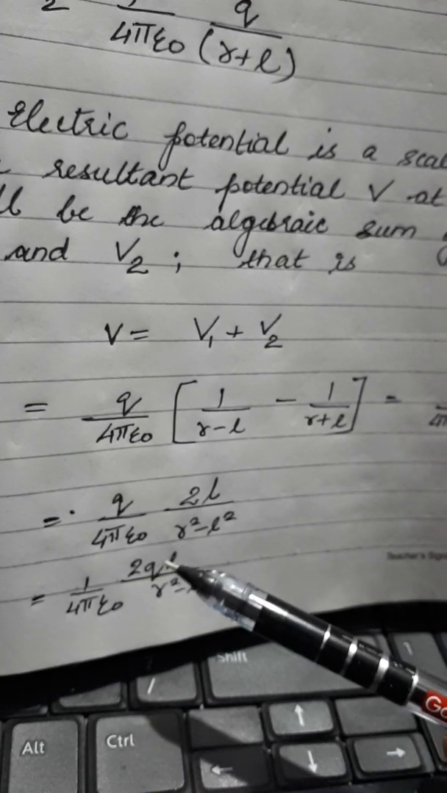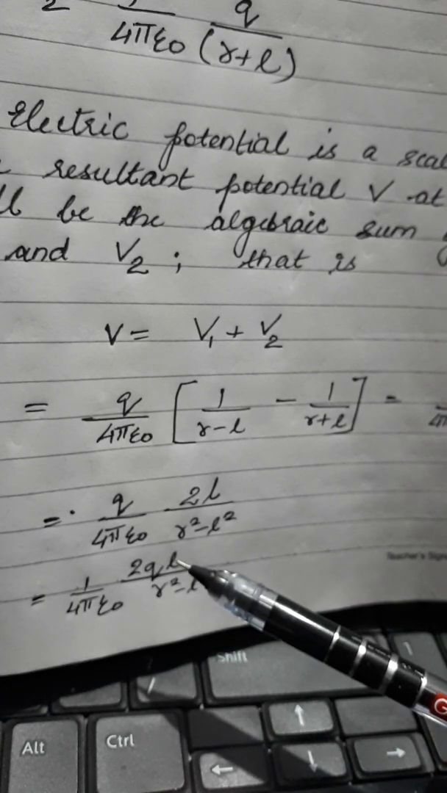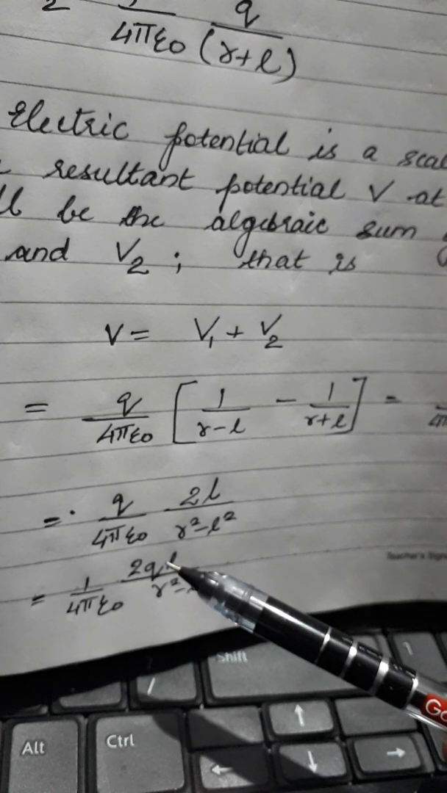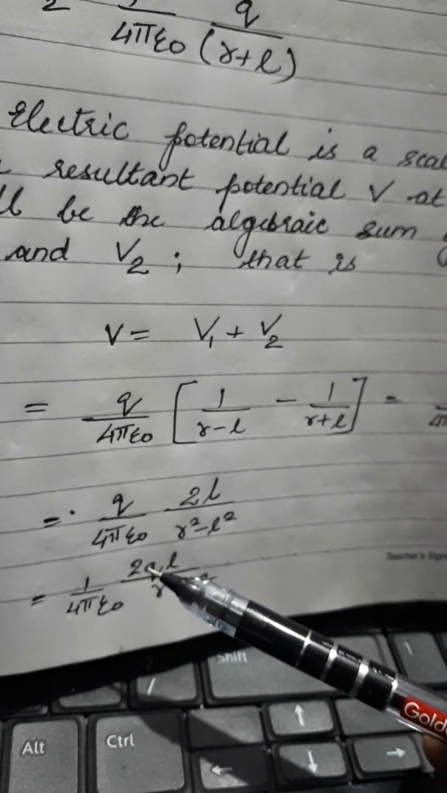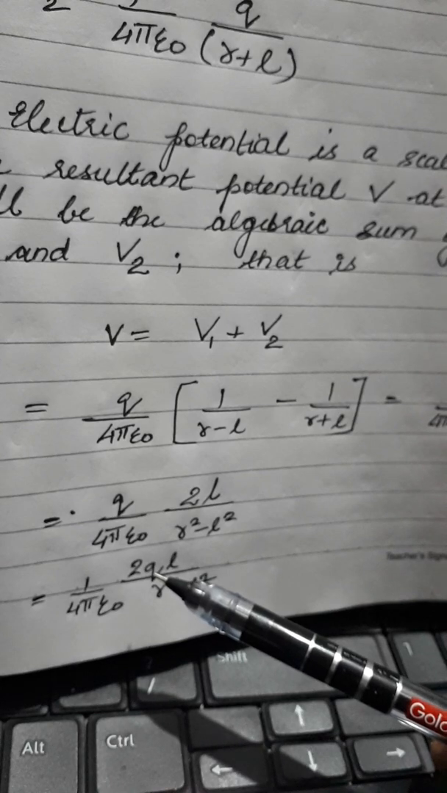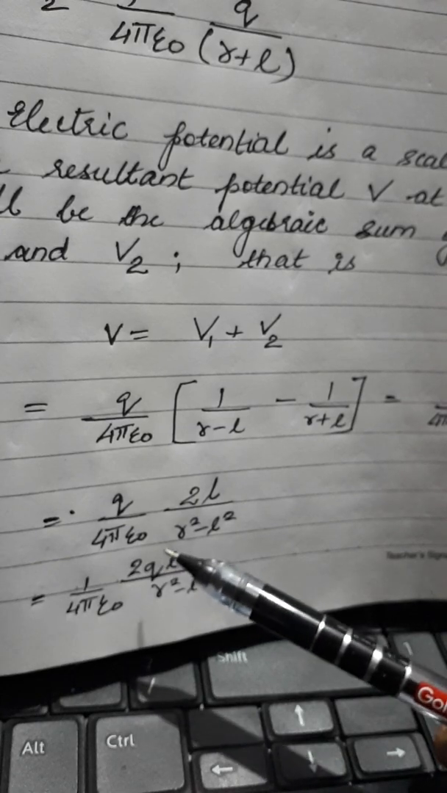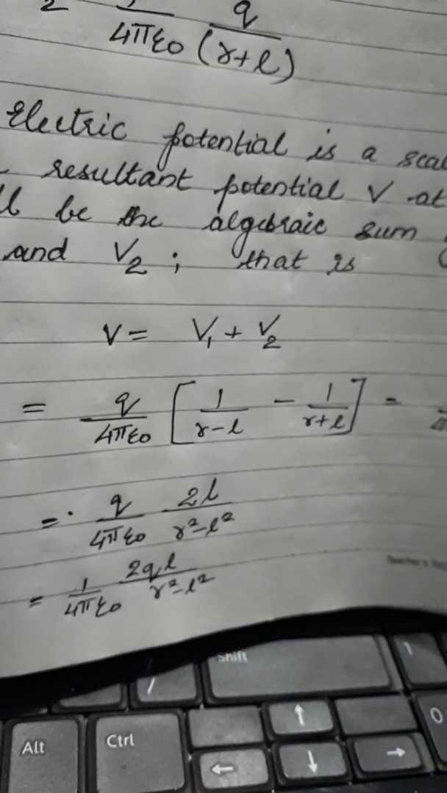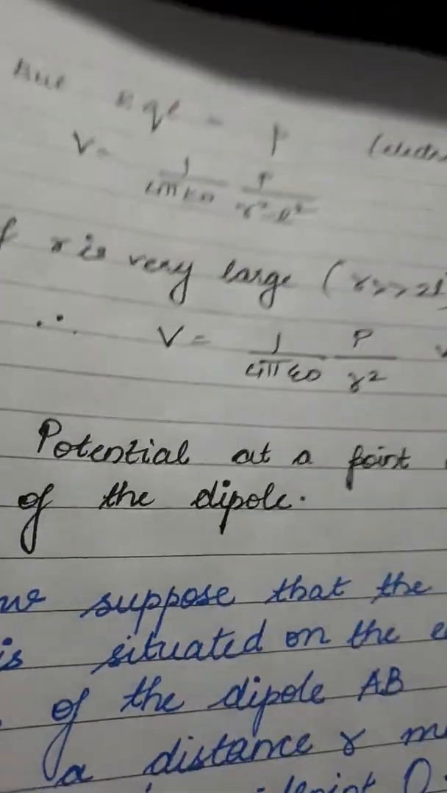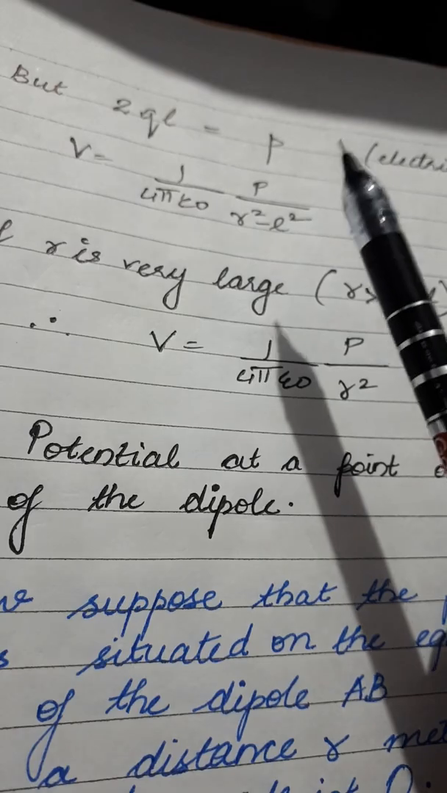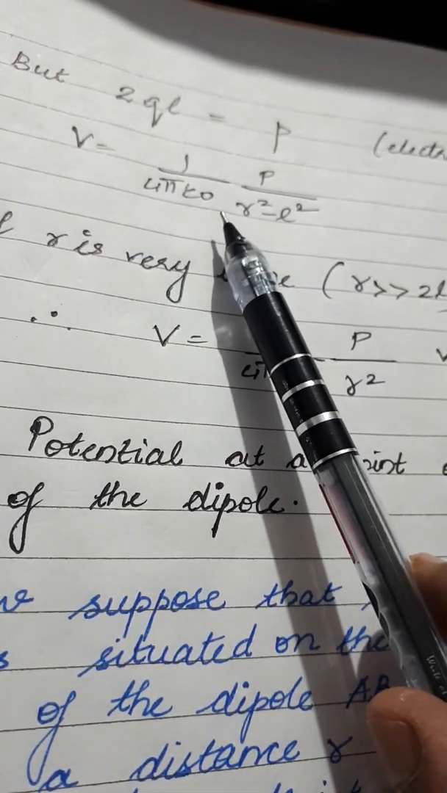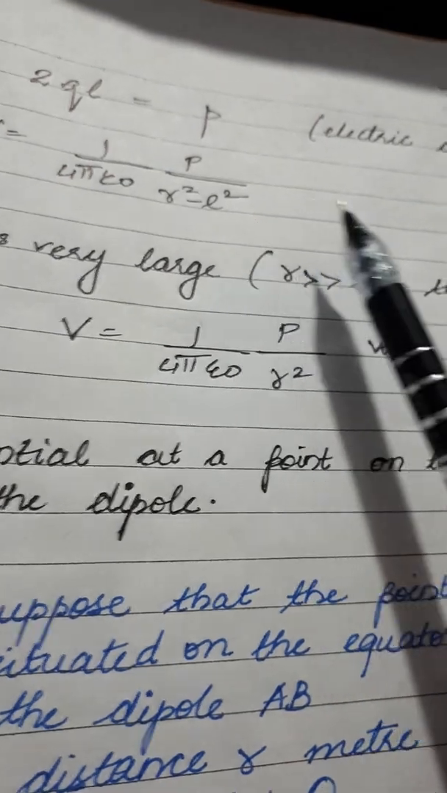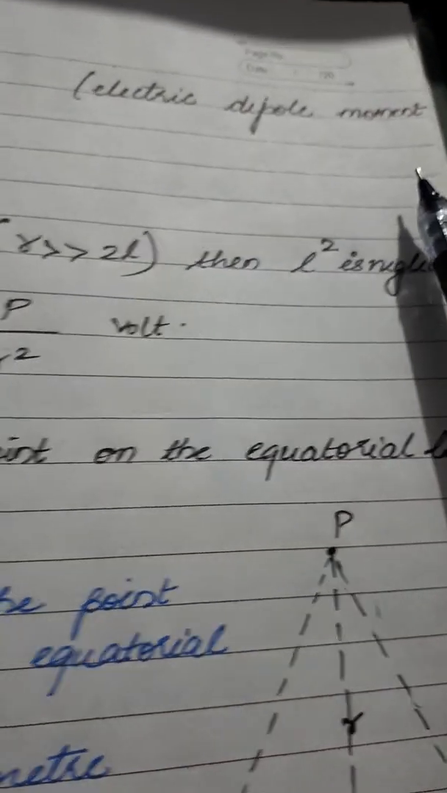2QL is actually the dipole moment. 2 into L is 2L, the length of the dipole, and Q is the charge. So 2Q into L is the electric dipole moment, which can be given by the letter P. So here I can substitute it as P, so it will become V is equal to 1 upon 4 pi epsilon naught P upon R square minus L square, where P is called the electric dipole moment.